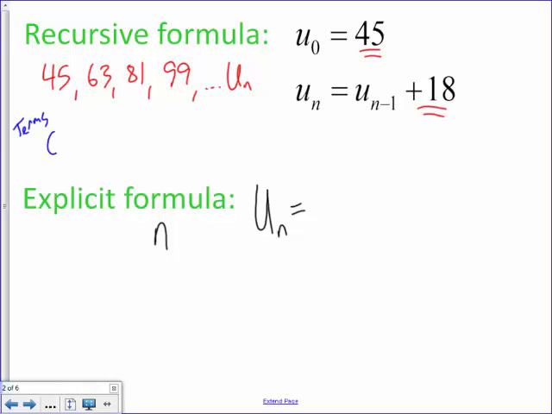So 45 was our 0th term, 63 was our first term, 81 was our second term, right? And I knew 45 was the 0th term because of that u sub 0 right away. 99 was our third term, and we're going all the way to the nth term. I want to be able to plug an n into this equation somehow, so I can just put in a number for n. If I say I want the 70th term, I can plug in 70 and solve.